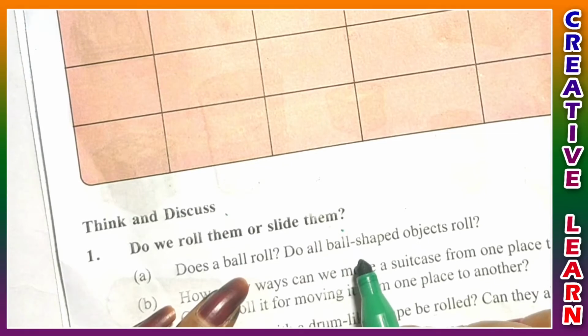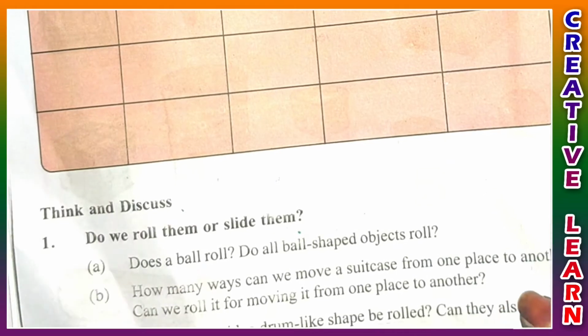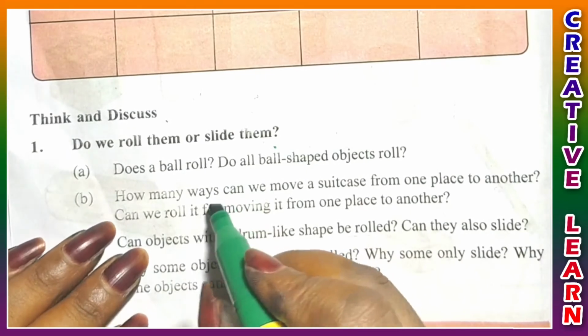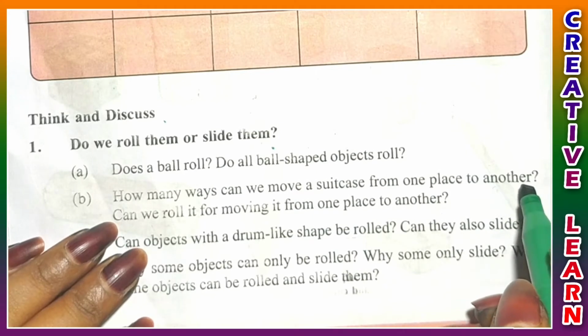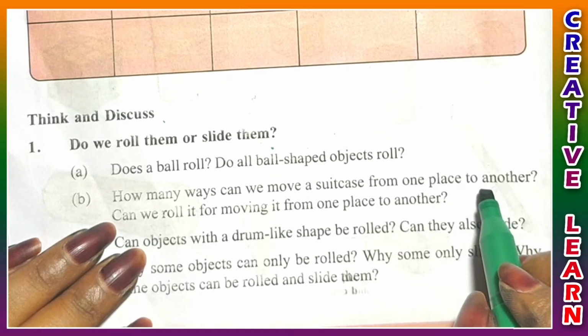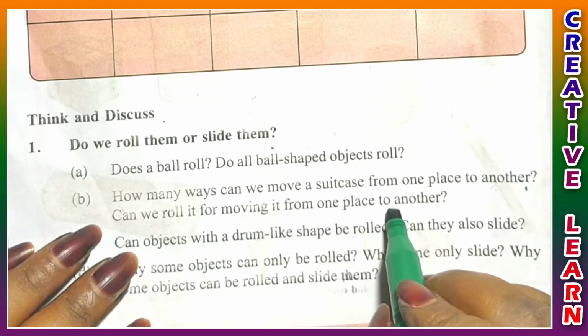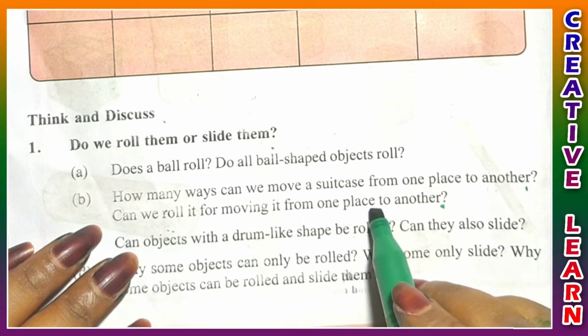Do all ball shaped objects roll? Yes or no? Obviously yes, but some objects can roll speedily, but some objects can move slowly. But every ball shaped object can roll. Next, second question. How many ways can we move a suitcase from one place to another? And can we roll it for moving it from one place to another?